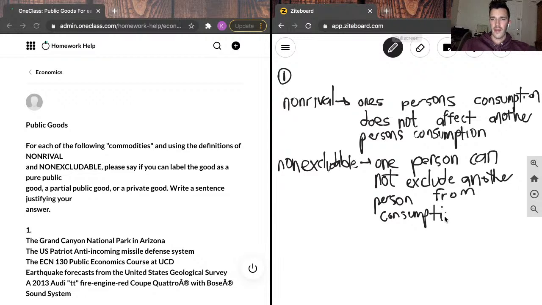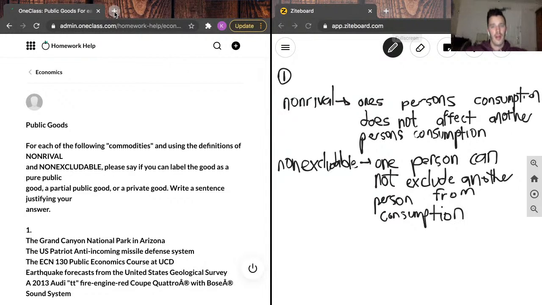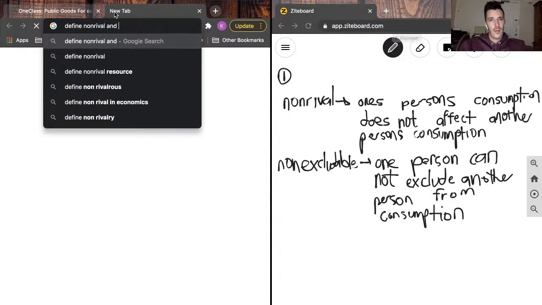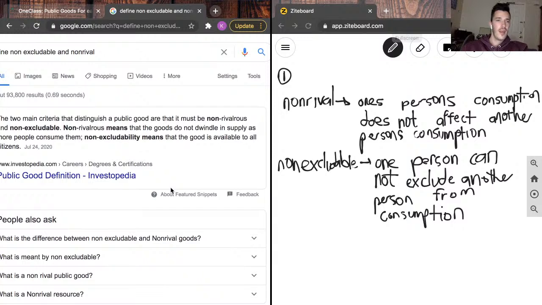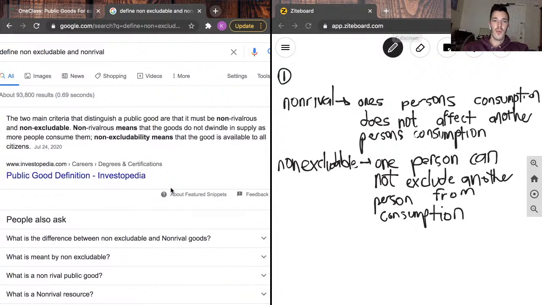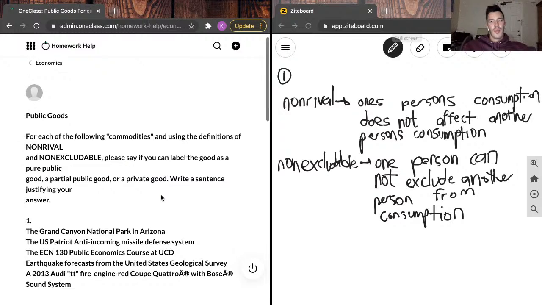I'm going to pull up the Google definitions of each of these just to see if they word it any differently. But I think I've said the gist of it. Non-rivalrous means that the goods do not dwindle in supply as more people consume them. Going back to my example, cookies: if I eat from a box of cookies and then you go to that box, there's going to be less because I consumed some. Supplies are dwindling. However, me consuming the smell of flowers does not dwindle the supply of smelling flowers. Non-excludability means that the good is available to all citizens. So if it's excludable, that means it is not available to all citizens. This lines up with what I've said so far.